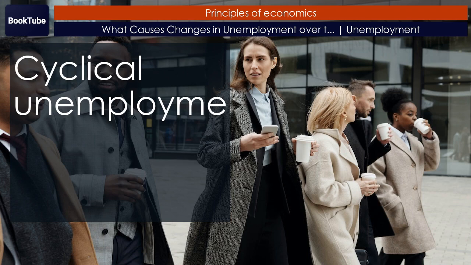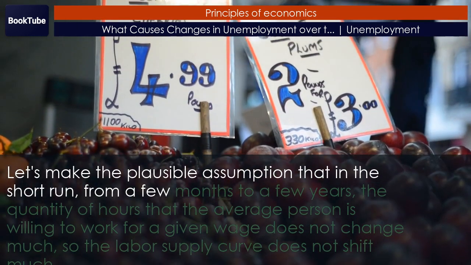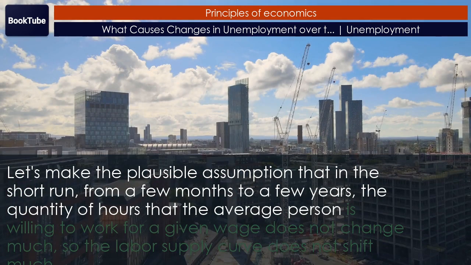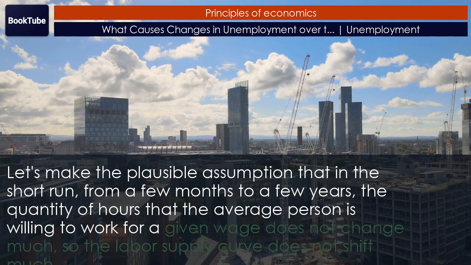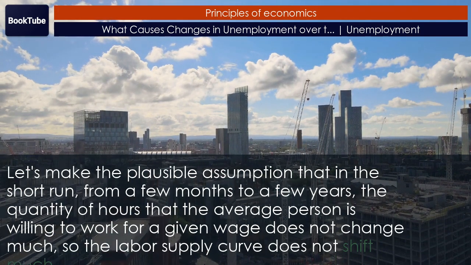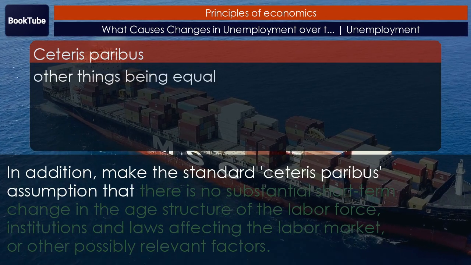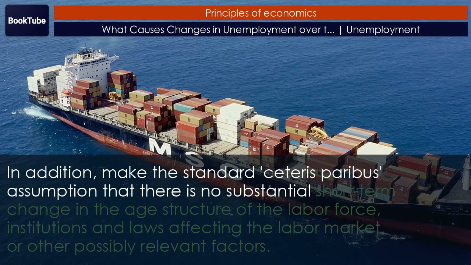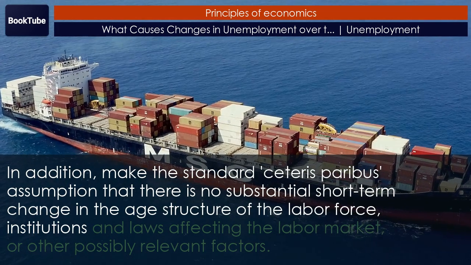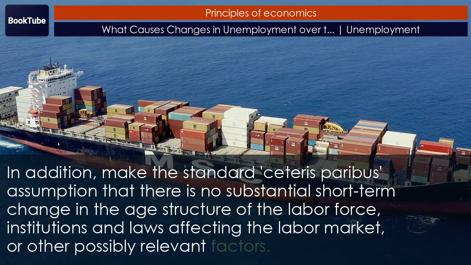Cyclical unemployment. Let's make the plausible assumption that in the short run, from a few months to a few years, the quantity of hours that the average person is willing to work for a given wage does not change much. So the labor supply curve does not shift much. In addition, make the standard ceteris paribus assumption that there is no substantial short-term change in the age structure of the labor force, institutions and laws affecting the labor market, or other possibly relevant factors.